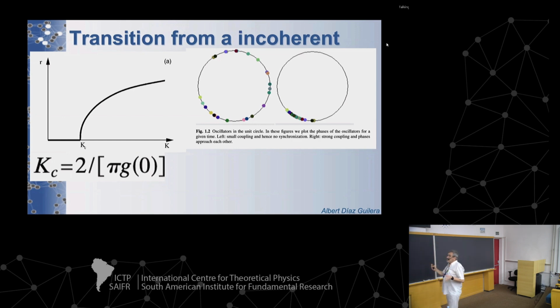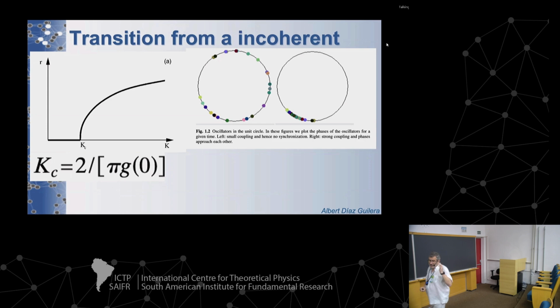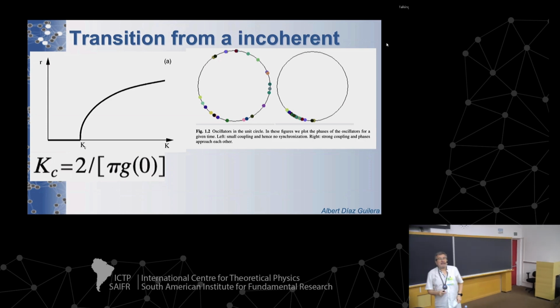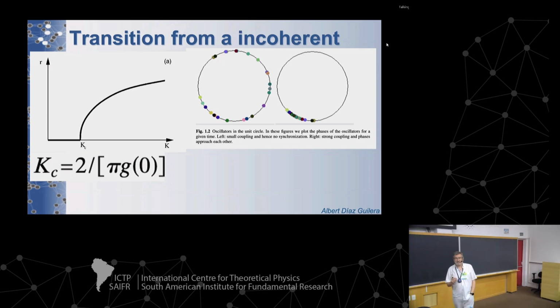But on the other hand, if all your phases start to clump together, then the other parameter, which is the vectorial sum of all these terms, will become larger and larger, and eventually approach the value of 1. That is when you have, we could say, a complete synchronization.